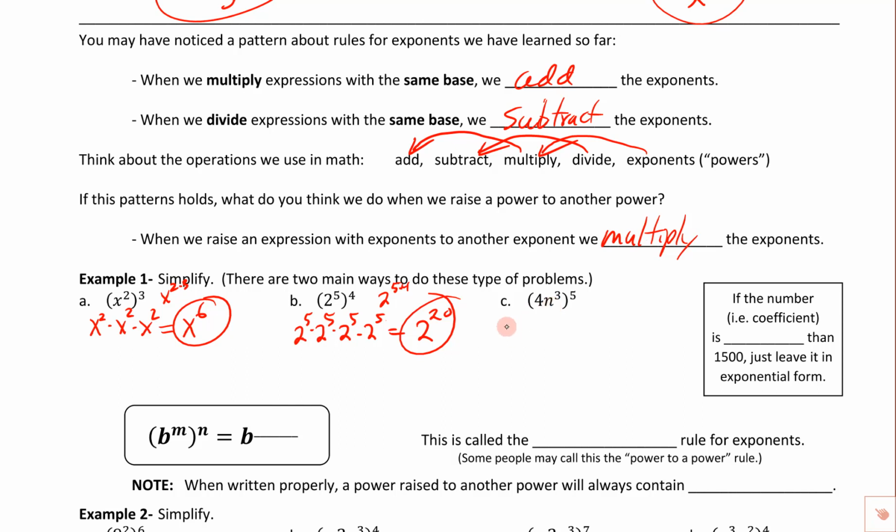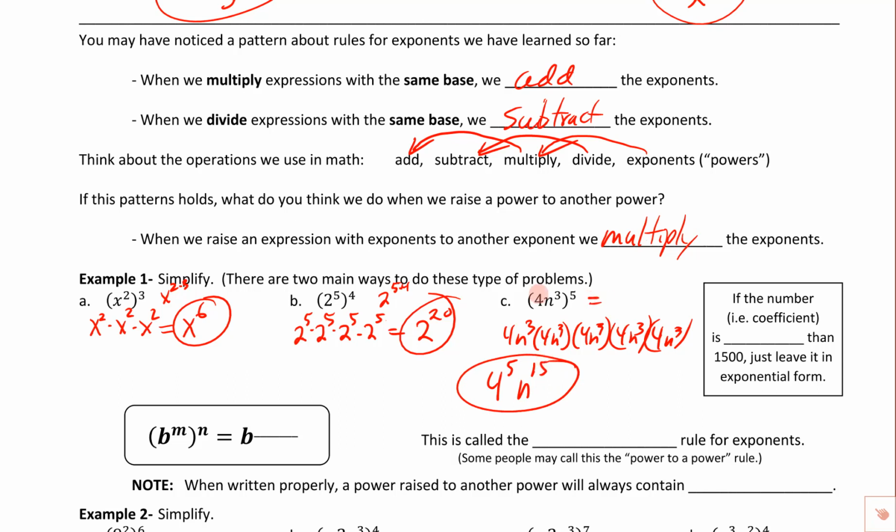And then this one, again, this would be 4n to the third times 4n to the third times 4n to the third times 4n to the third, and then one more. Gets to be a pain to write. Now notice, because this is in parentheses, there are 5 4s also. Okay, so if we go through and count those up, this would be 4 to the 5th. And then if we count these up, let's see, 3 plus 3 is 6, plus 3 is 9, plus 3 is 12, plus 3 is 15. So this would be n to the 15th. So I'm going to go ahead and circle that.